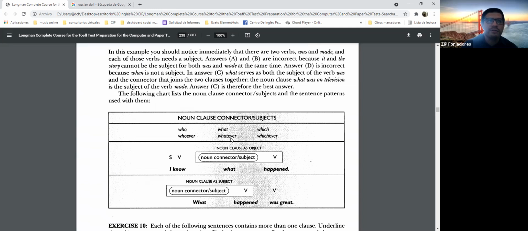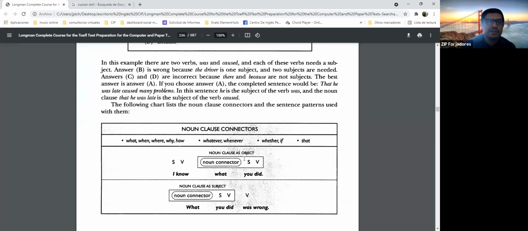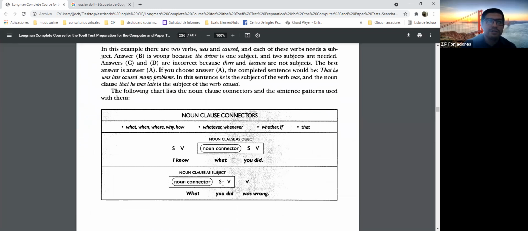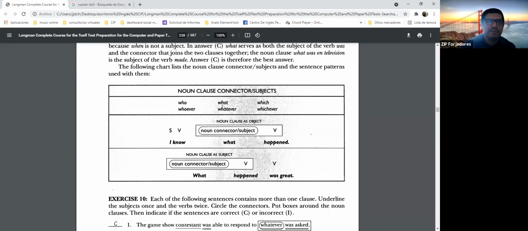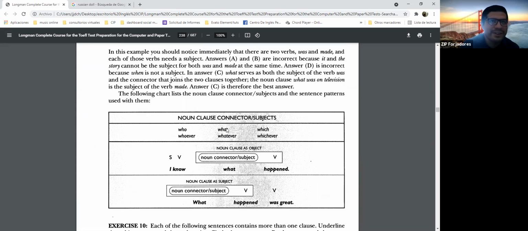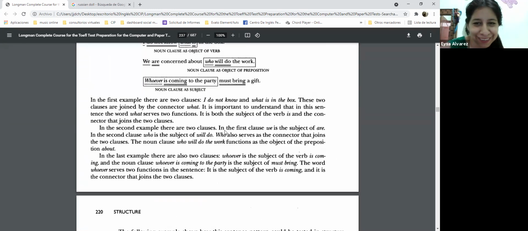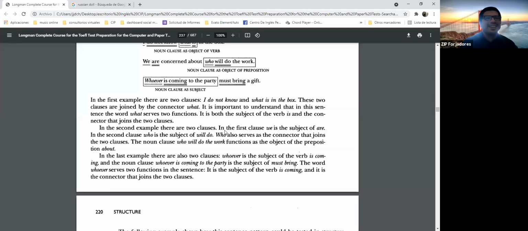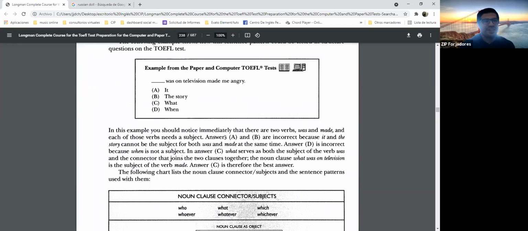And whatever, what and whatever. So what and whatever can be connectors. So you have this structure, you have to add a subject, and it can also be a connector subject, okay? All right, questions? May I check one more time the structure? Yes, for sure. Okay, let's see.